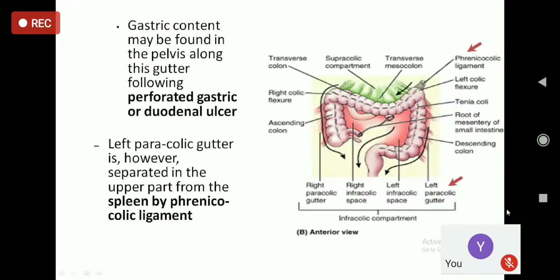The left paracolic gutter is, however, separated in the upper part from the spleen by the phrenicocolic ligament. The phrenicocolic ligament is attached to the junction between the transverse colon and the descending colon and to the spleen. So this causes the lack of communication of the left paracolic gutter to the supracolic compartment. So the infection will be limited only here because of the attachment of the phrenicocolic ligament.